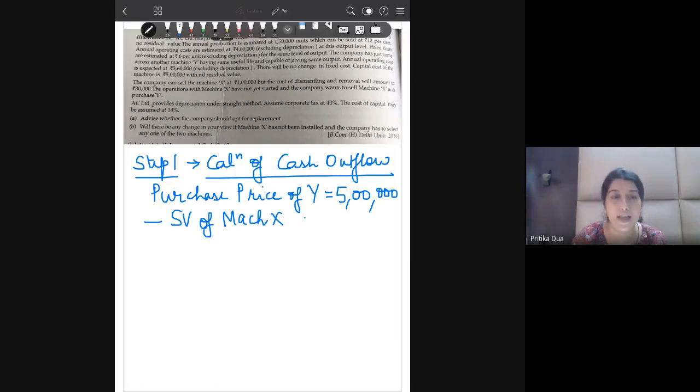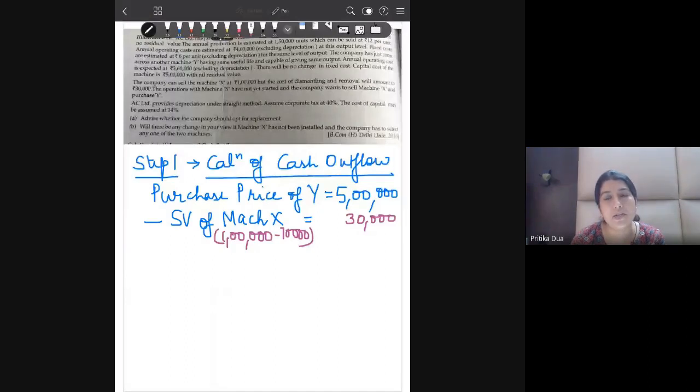For machine X, what will be the scrap value? You are getting 1 lakh in scrap, but the cost of dismantling is 70,000. So Manan, we will take the difference. Which means you are getting 30,000 as the scrap value. Okay, I hope this point is clear.